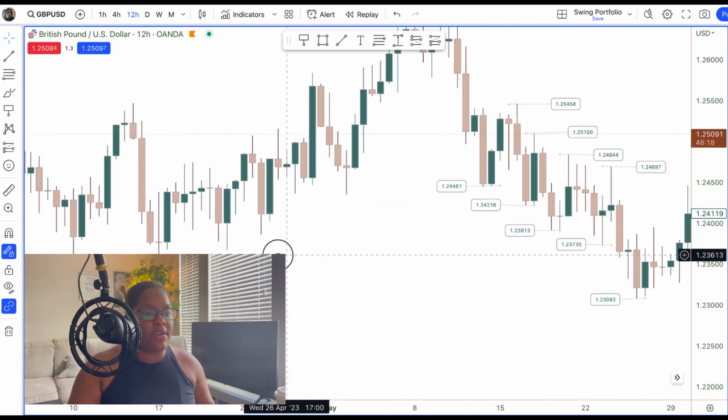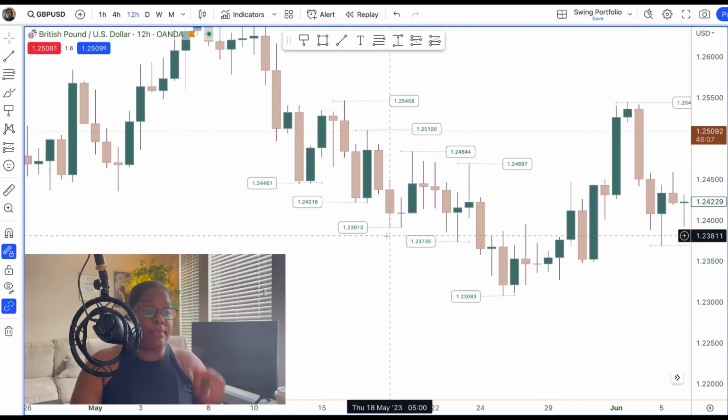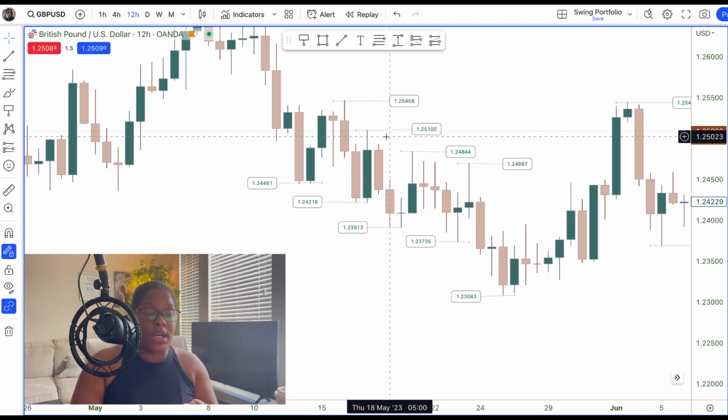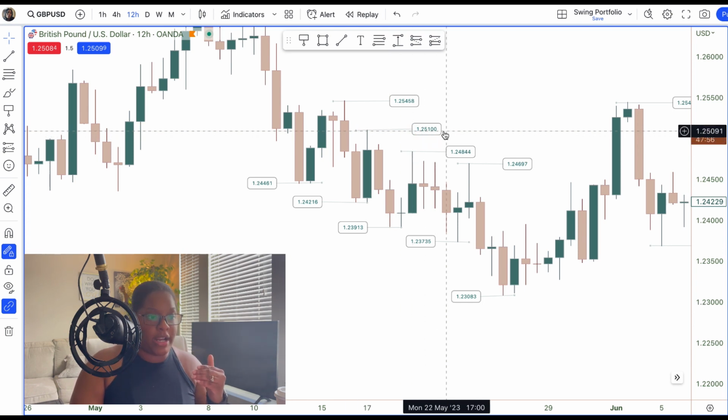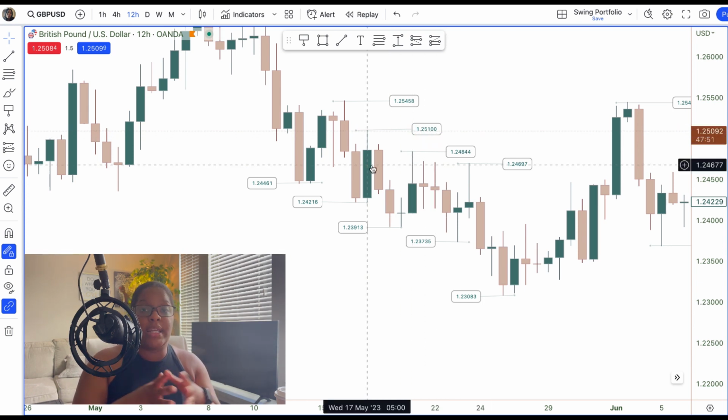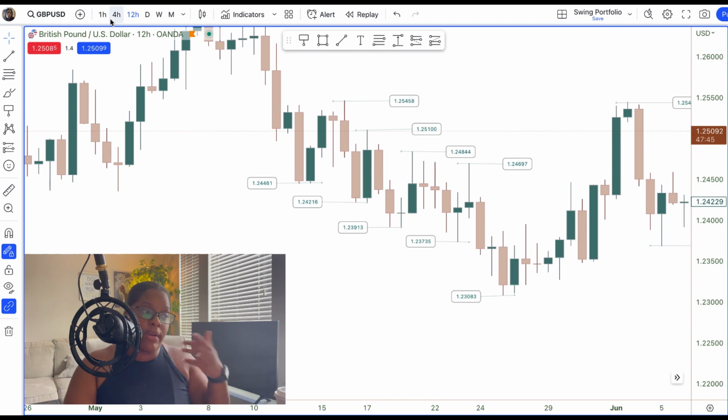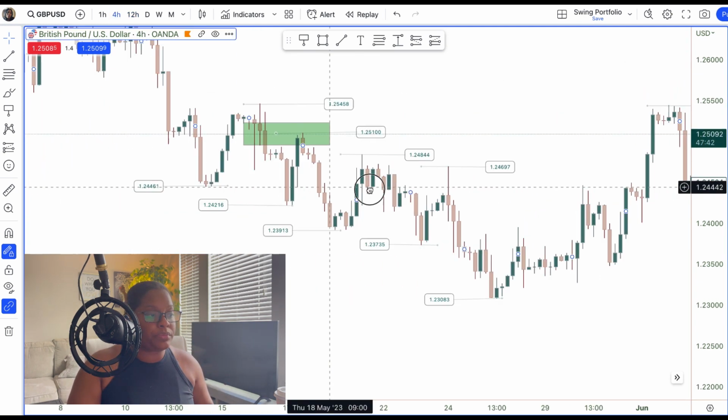Let's go back to the 12-hour time frame. You can see that price made a brand new lower low at 1.239, and we have a brand new lower high at 1.25100, and now we want price to stay below this exchange rate. So instead of trying to find a way to enter on this time frame, I'm just now going to break down this bullish candlestick down on a lower time frame, which is my 4-hour.